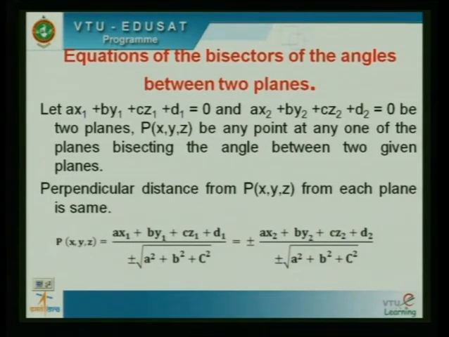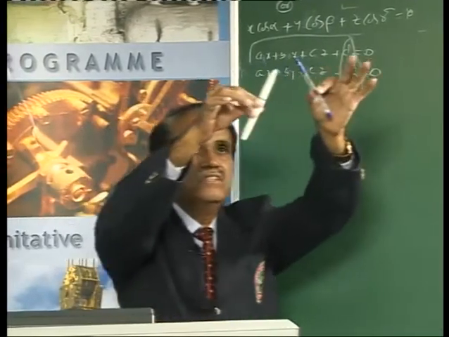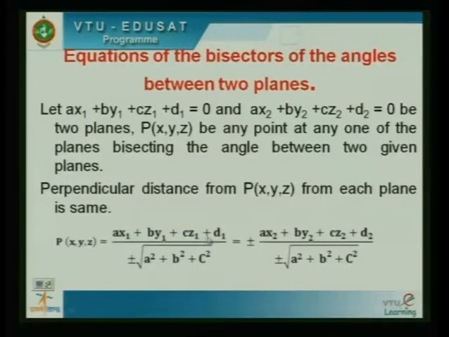And the bisectors of the angles between two planes give you two equations. Bisectors means, when these two surfaces are intersecting, at the line of intersection we write one more plane to pass through and one more plane to pass through. So these two: (a1x + b1y + c1z + d1) divided by this much is equal to plus or minus the other. Choosing the plus sign and simplifying, you will get one equation. Choosing the minus sign, you will get one more equation. Therefore, they are the equations of the bisectors of the angles between two planes.